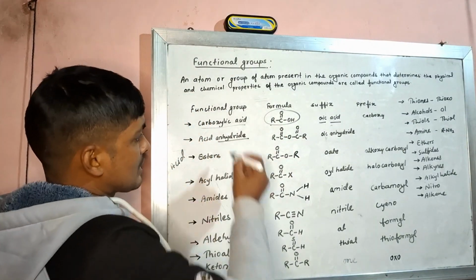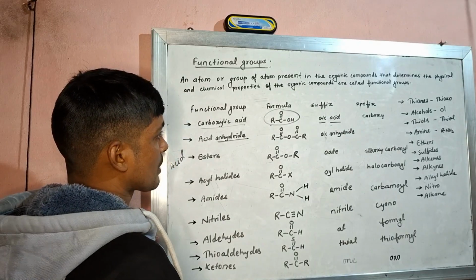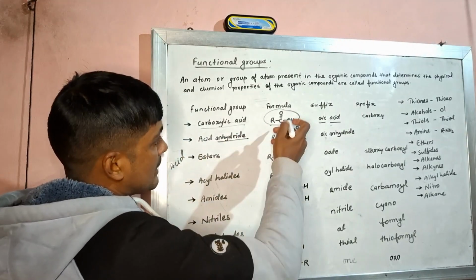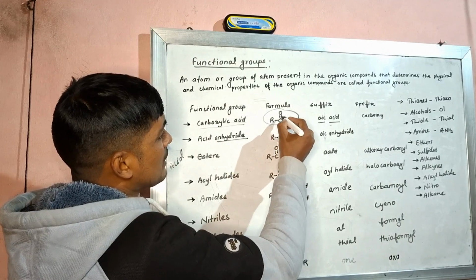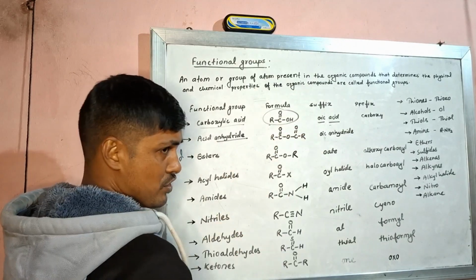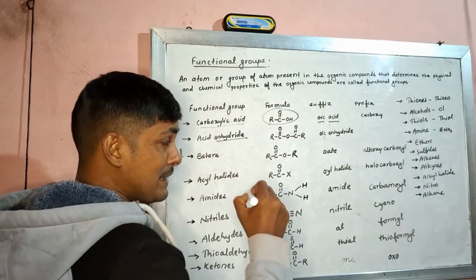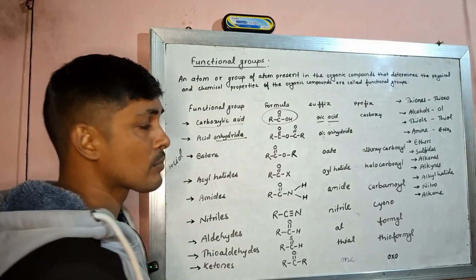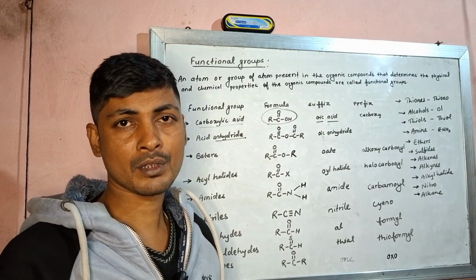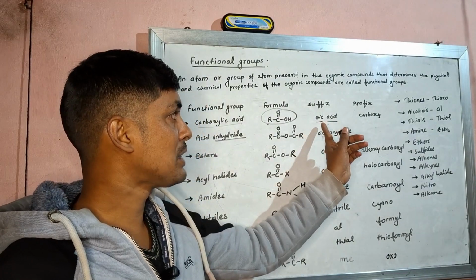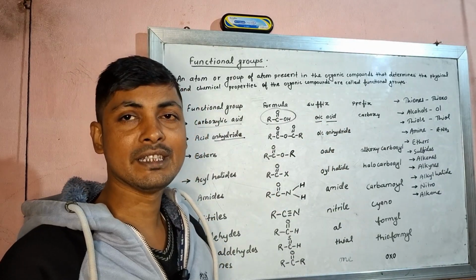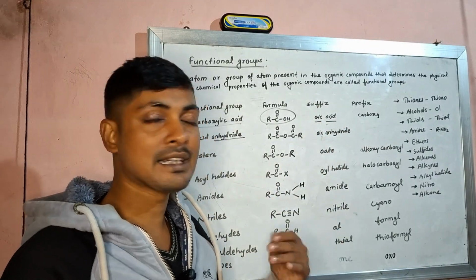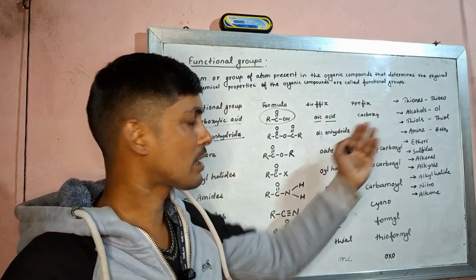Now this carboxylic acid has the formula R single bond C double bond O single bond OH. If it comes in the suffix, then in that case we have to use the suffix oic acid. But if it comes in prefix, in that case we have to use the word carboxy.